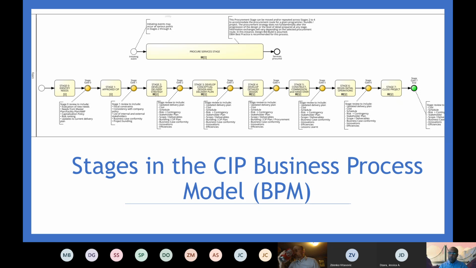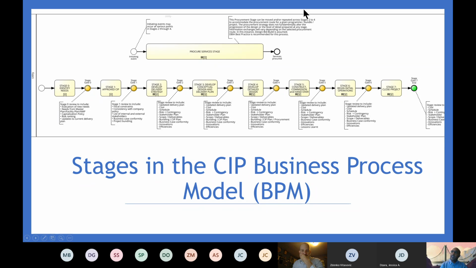The CIP planning process, which is stage 0 and stage 1, and the rest of CIP delivery, from stage 2 all the way to the closure of the project, are the two that make up the whole process. The CIP delivery business process includes stage 2 all the way to stage 7, with the procure services stage also coming somewhere between stage 2 and stage 4.